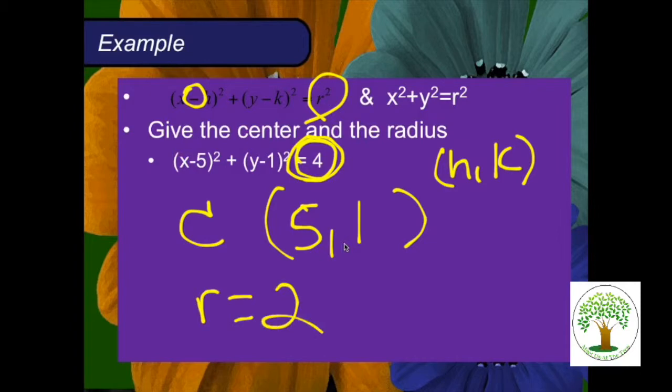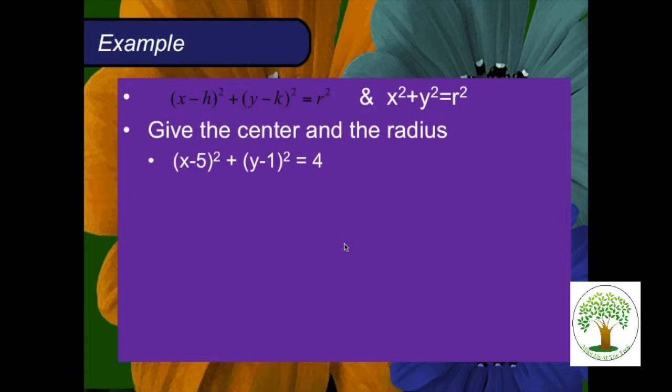Let's do some more. All right? I'm going to reiterate what we just did. The center was 5, 1. The reason is because we take this number here and this number here, we put it in there, and we take the square root of the 4 to get 2. Okay? Let's do another one.